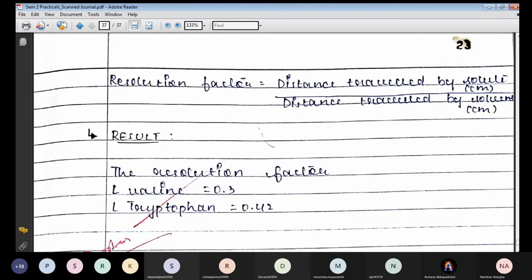What type of stationary phase is used in liquid chromatography? Give examples of liquid chromatography. Am I going very fast? All these things are coming to my mind suddenly, so I'm just telling you. I hope you people are noting it down.